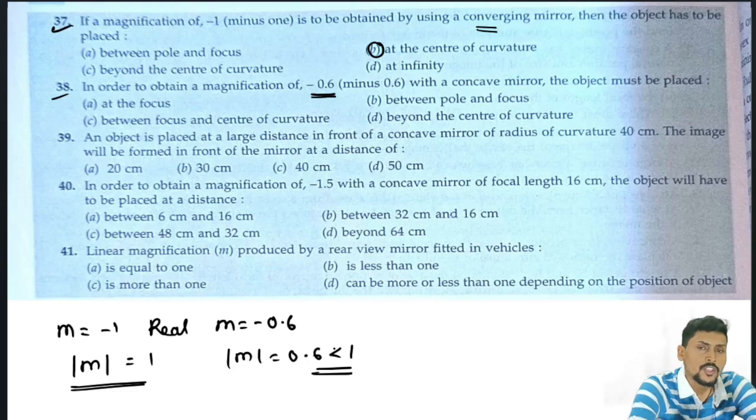When the object lies beyond C, the image will form in between F and C. The image will be real, inverted and diminished.